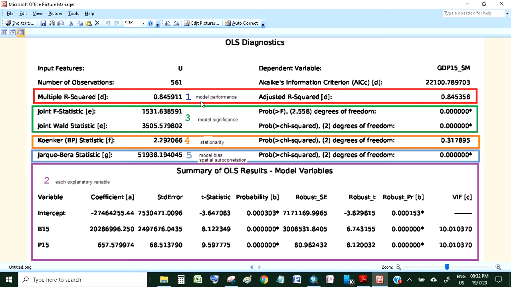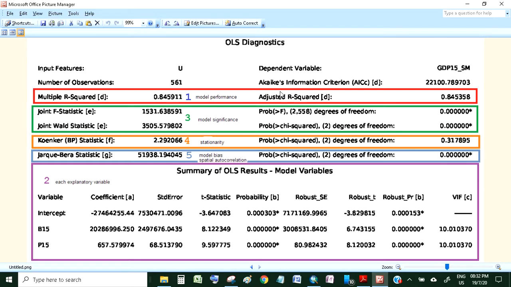This information will assure you of the model performance. Where is the model performance? Here there are two values, multiple R squared and adjusted R square. These values are the measurement of the model performance, and the possible values range from 0 to 1.